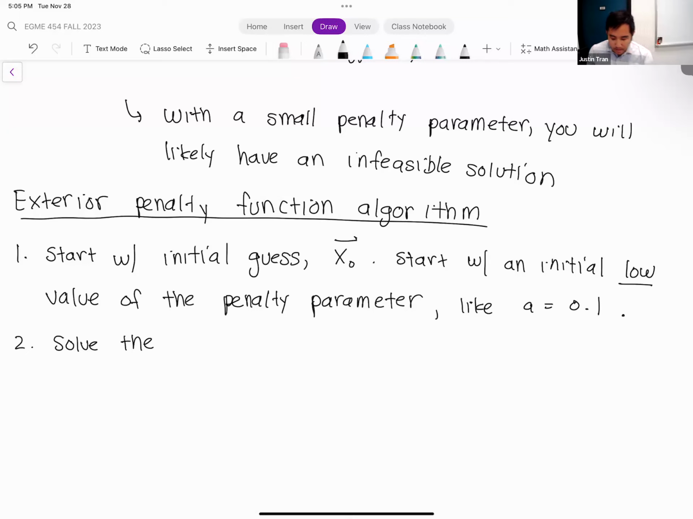Step two. So step two is to solve the unconstrained optimization of the original objective function plus your penalty term. Okay.